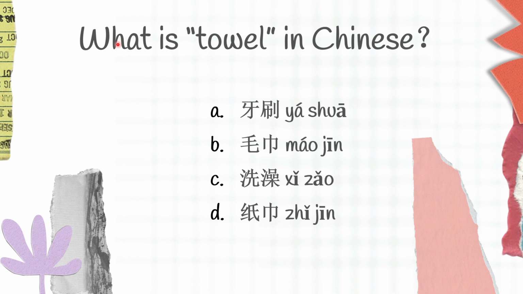The next question here, what is towel in Chinese? We have A. 牙刷, B. 毛巾, C. 洗澡, D. 纸巾. So let's try to guess. 牙刷 is toothbrush, 毛巾 is towel, 洗澡 is to take a shower, and 纸巾 is tissue. So towel in Chinese is B. 毛巾.